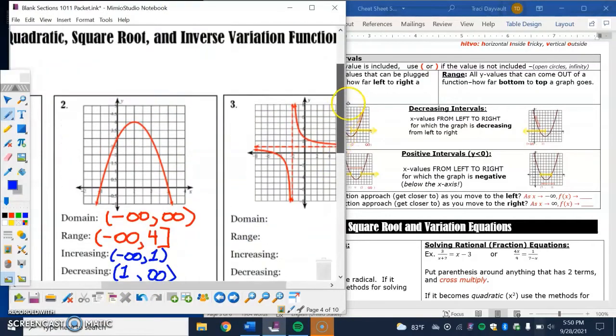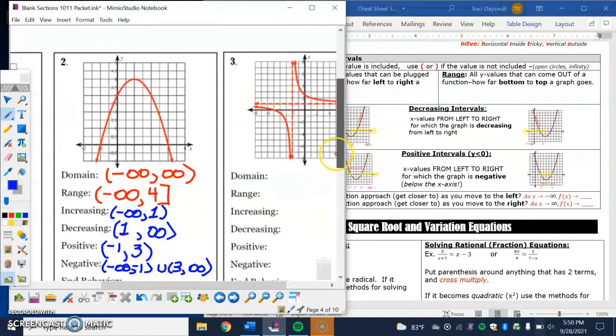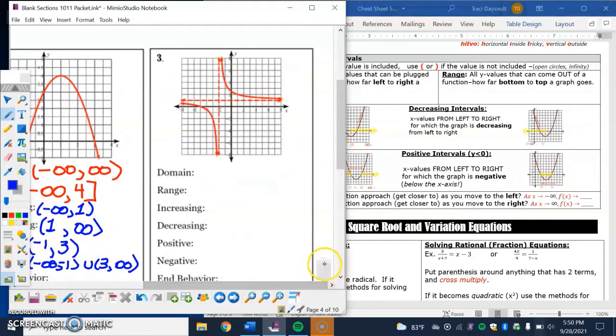Let's do one of these lovely inverse variation functions. The domain, how far the graph goes from left to right, and we have asymptotes for this one, so we've got to be careful. This doesn't go forever to the left and to the right with no interruptions. There is an interruption at -2 on the x-axis. So we say that this graph continues towards -infinity on the x-axis.